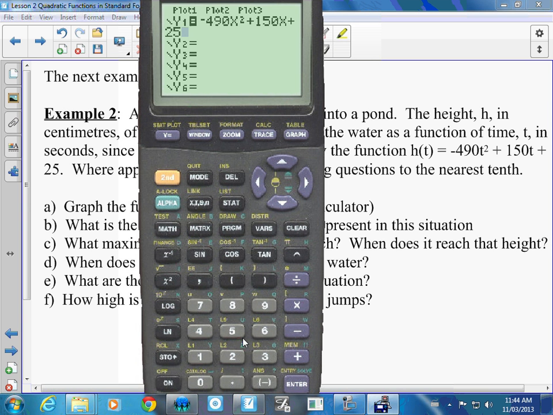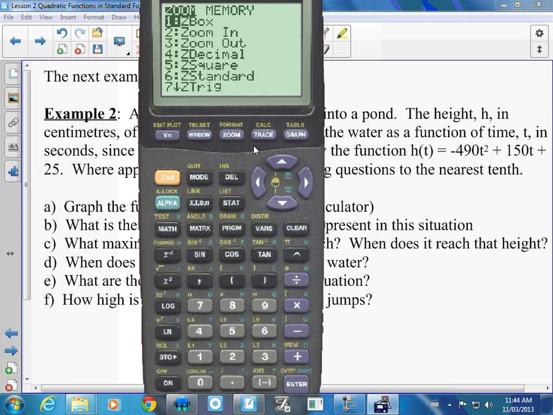Now, if I hit graph right now, are we going to be able to see it? Probably not, because you always have to set your window, and your window is the dimensions of your x, the negative x to the positive x, the negative y to the positive y. A standard window on this calculator is negative 10 to positive 10, negative 10 to positive 10. If you want to set it as a standard window, let's go to Zoom and set it to standard. This is going to reset it all to negative 10, positive 10, negative 10, positive 10. I'm going to hit enter and let's see if we can actually see it.